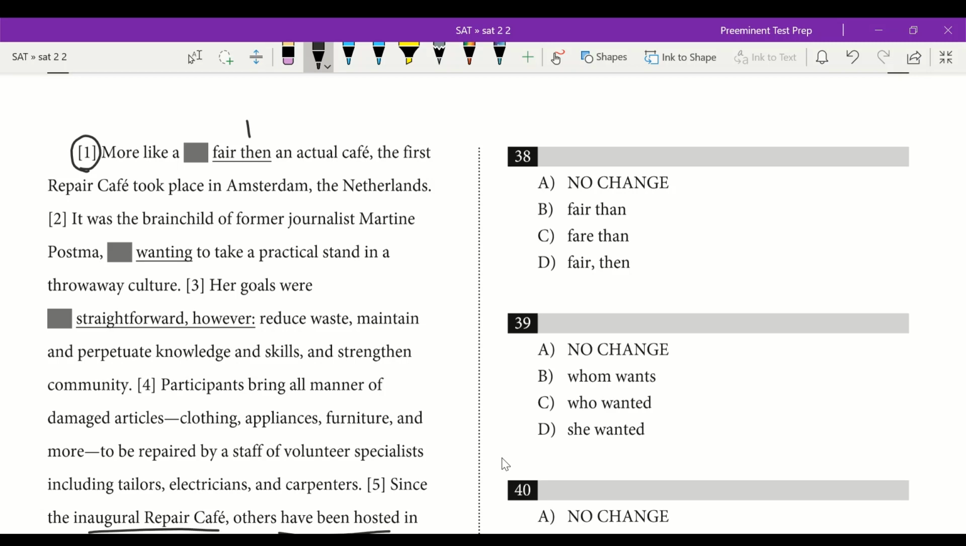Well, what do I know here? I know this is the wrong "then," right? So when we're comparing things, we're going to use "than" with an A. So any of them with an E can be removed. So I can eliminate A and D. And now I have two types of fare.